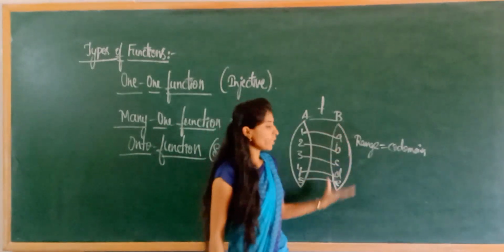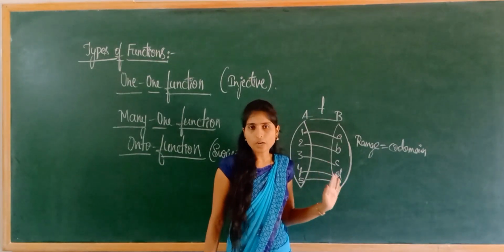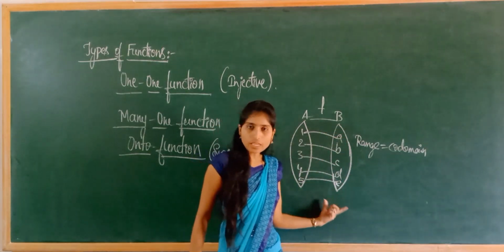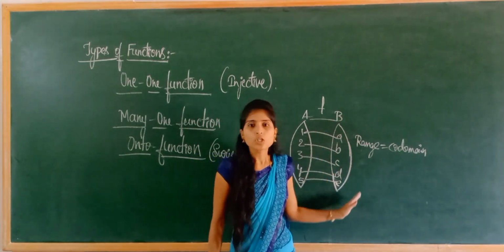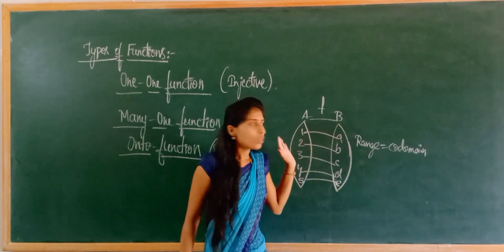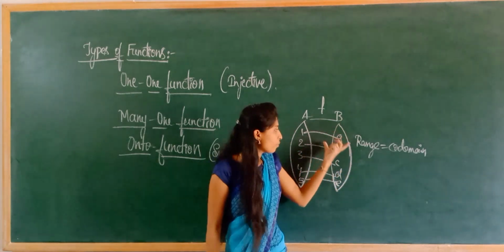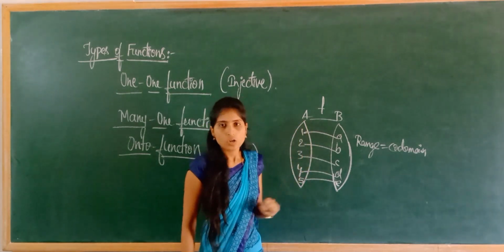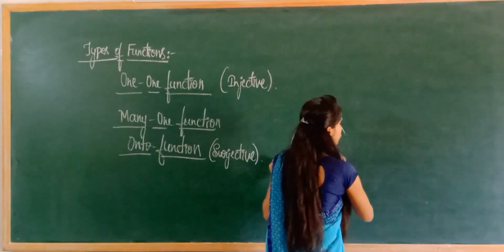Range should be equal to codomain. This is an onto function. In an onto function, no element should be left in the codomain. All the elements of the codomain should be related to set A, or all the elements of the codomain have at least one pre-image in the domain. Okay, this is our onto function.